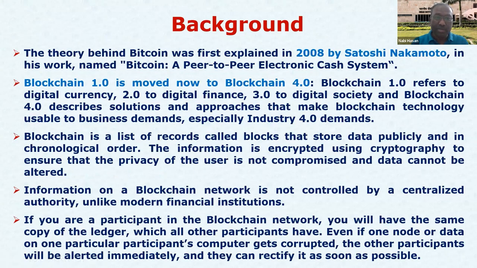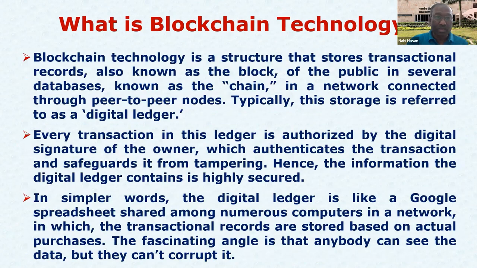The theory behind Bitcoin was first explained in 2008 by the pseudonym Satoshi Nakamoto. And I think blockchain 1.0 has now moved to blockchain 4.0, and there were different applications of different generations. Blockchain 4.0 describes solutions and approaches that make blockchain technology usable for business demands, especially Industry 4.0 demands.